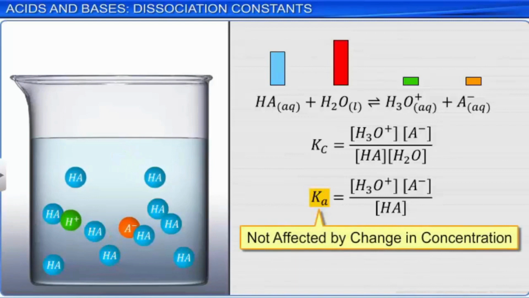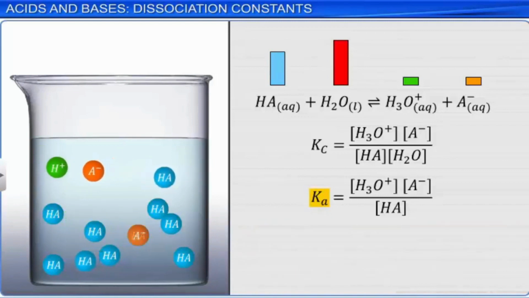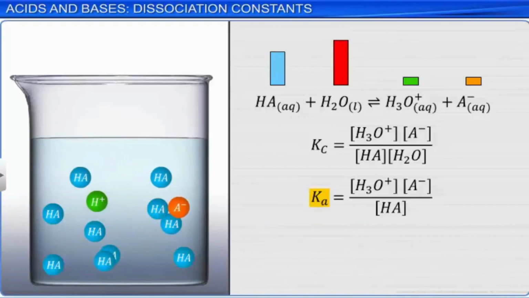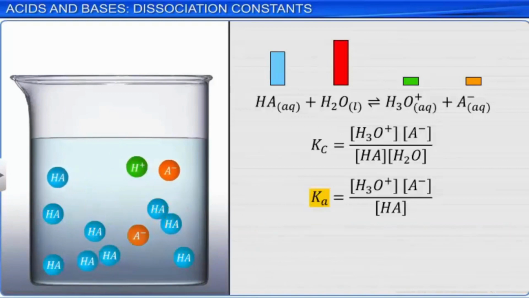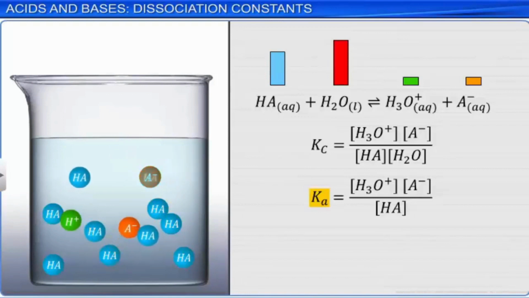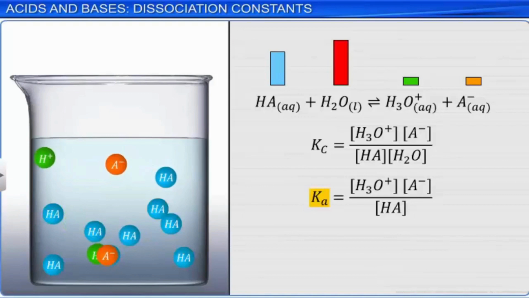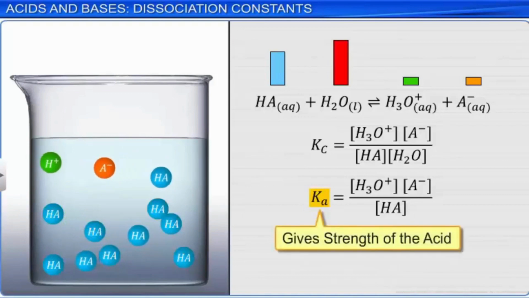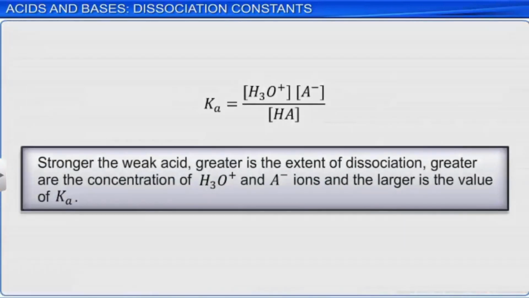Hence, the value of the dissociation constant provides the exact measure of the extent to which an acid is dissociated. In other words, the strength of the acid. The stronger the weak acid, the greater is the extent of dissociation, the greater are the concentrations of H3O plus and A minus ions, and the larger is the value of Ka.